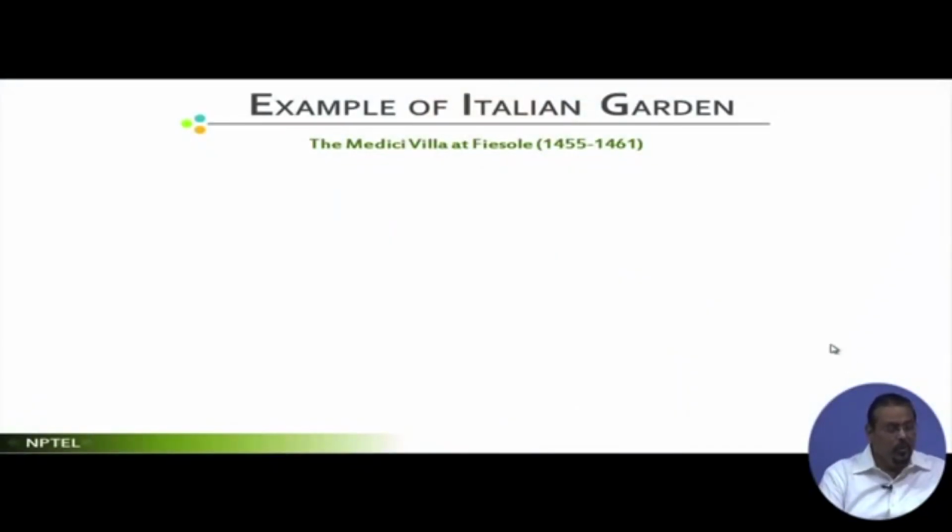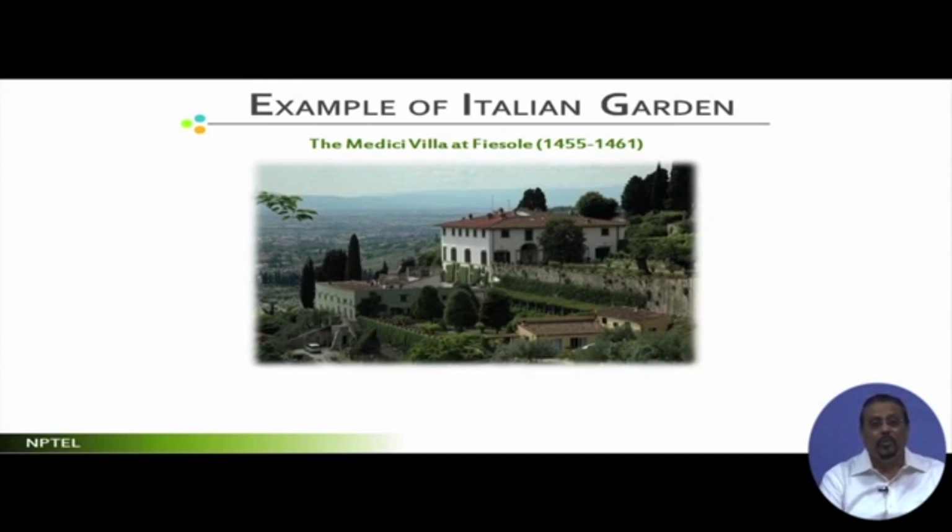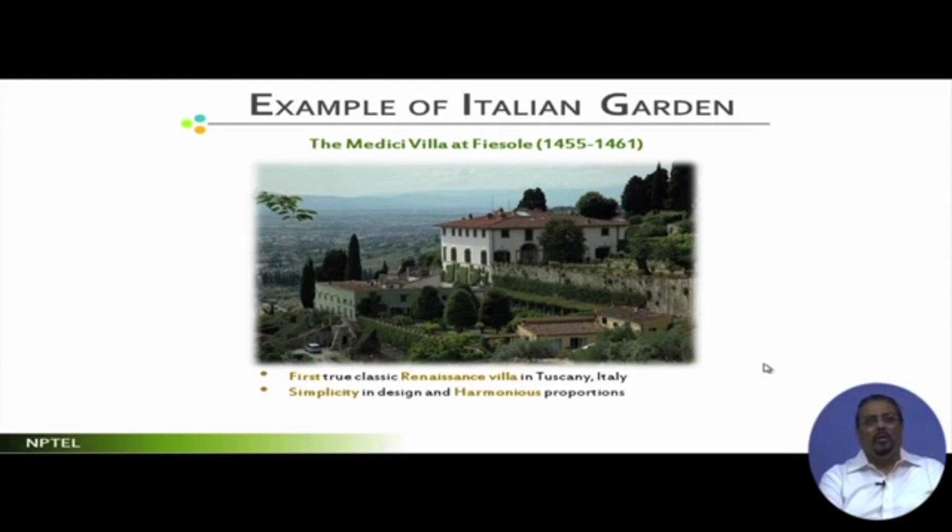Let us just see a little more detail in the Medici villa. I will go a little faster in this. This villa, which has been placed in the hill edges, almost reminds me of the Spanish garden. Now, similar line, but each one of them has a different character. This is regarded as the first true classic Renaissance villa in Tuscany. Simplicity in design and harmonious in proportions. Design is simple, but very harmonious.